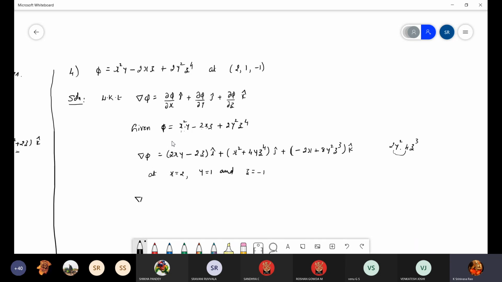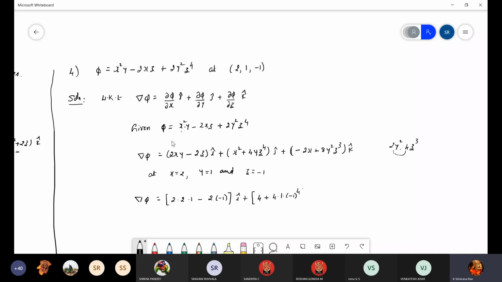So what happens? Grad phi equals 2 times x is 2, y is 1, minus 2 times z is minus 1. Since if negative comes, I will use the bracket, otherwise I will write the number directly. Okay, plus x square is 4 plus 4 times y is 1, into z is minus 1 power 4.